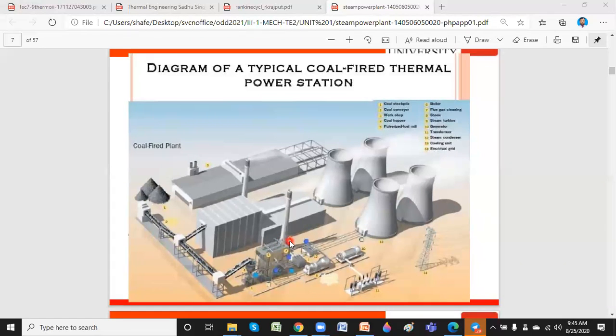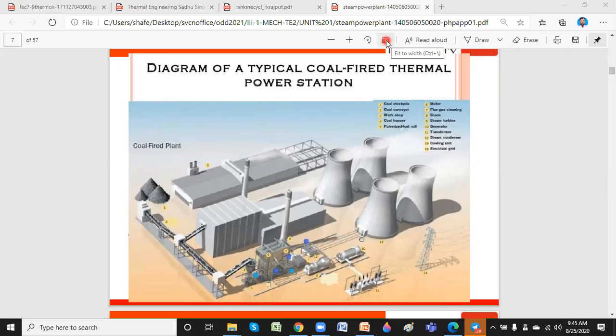And here what happens? After going to the turbine, the left out steam goes to the condenser. Then the condenser will be converting it into hot water by giving the heat to the cool water from the cooling tower. Okay, like that the circuit actually flows.